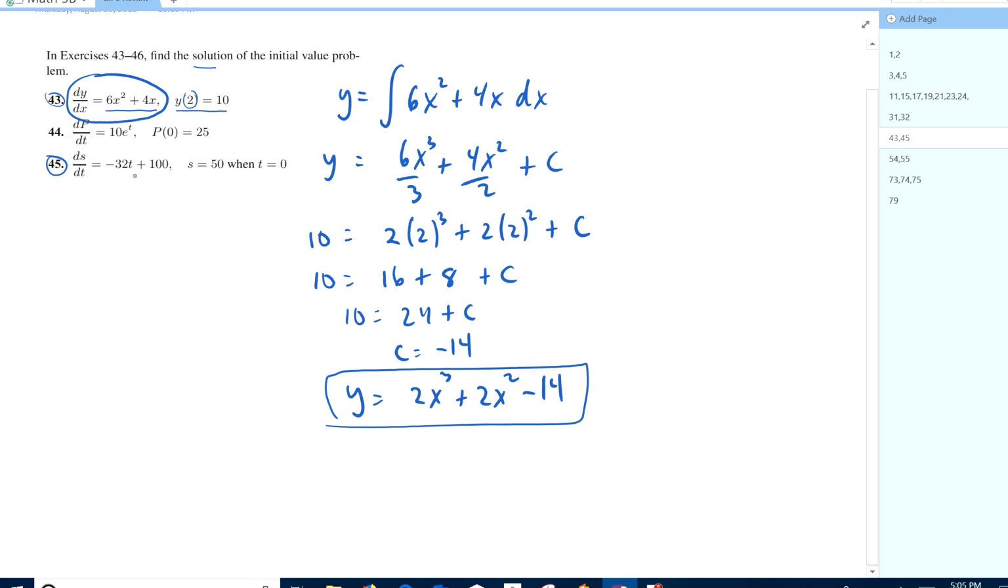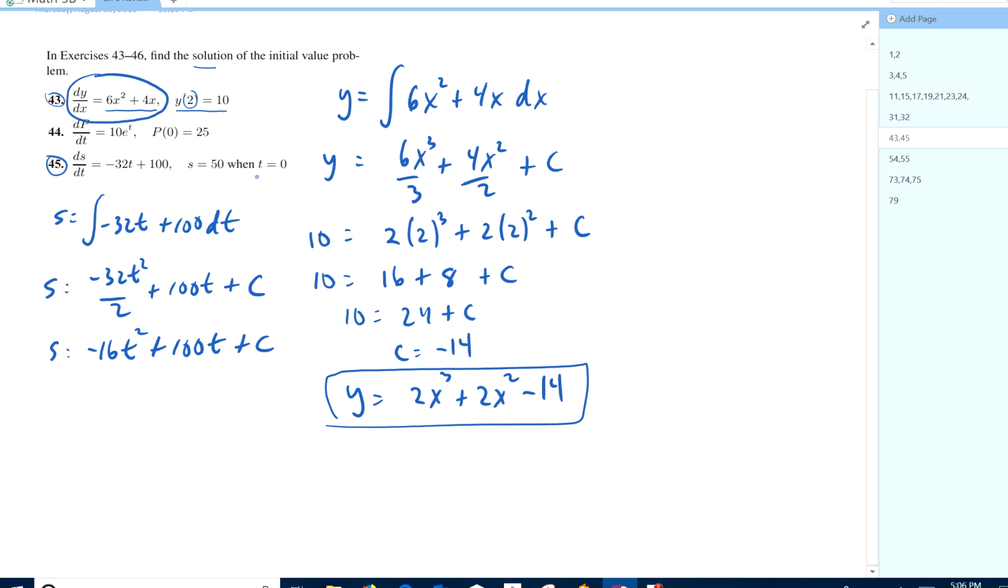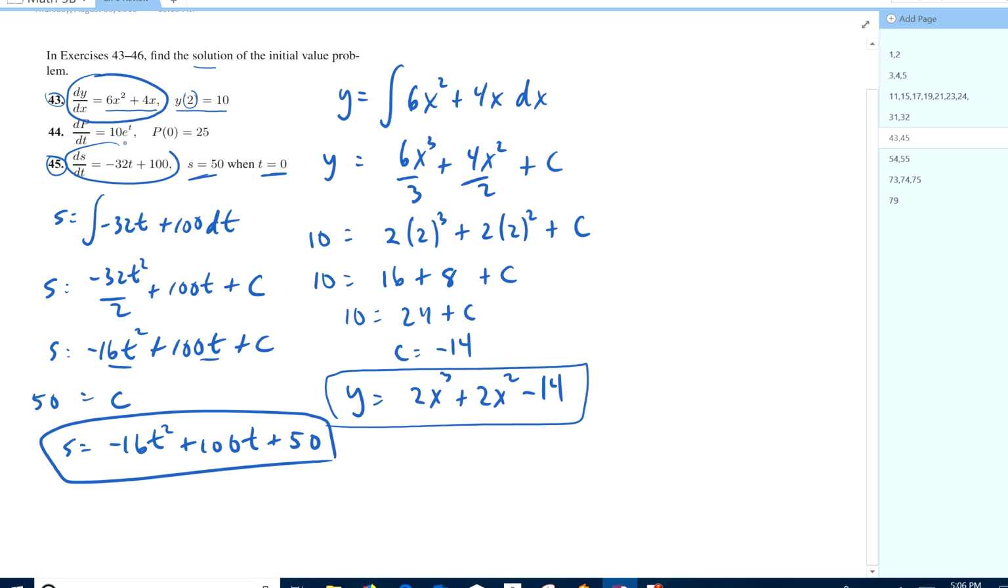So same thing on this one. I want to go backwards and figure out what s is. The antiderivative of negative 32t plus 100 dt. So s would be negative 32t squared over 2 plus 100t plus a constant. Negative 16t squared plus 100t plus a constant. And when t is 0, s is 50. Well, that's 0, 0. So c would be 50, so s would be negative 16t squared plus 100t plus 50. So that's the solution to this equation with that condition.